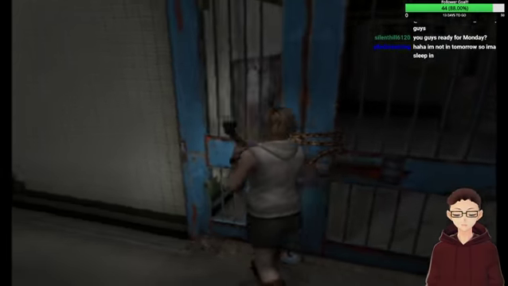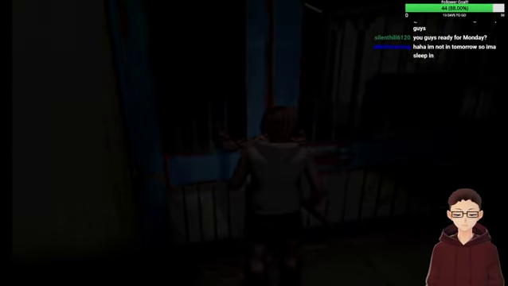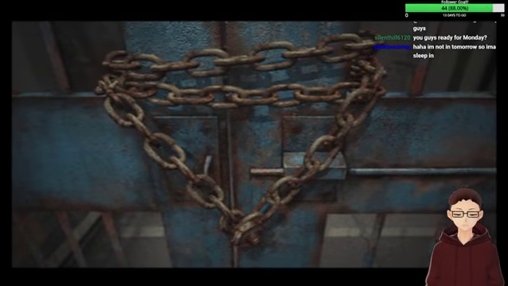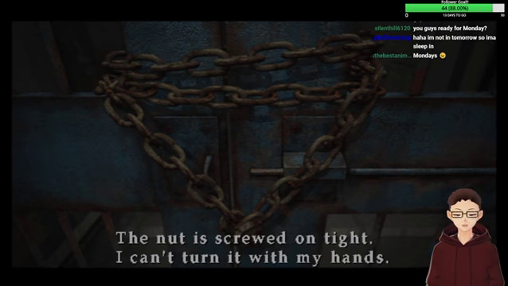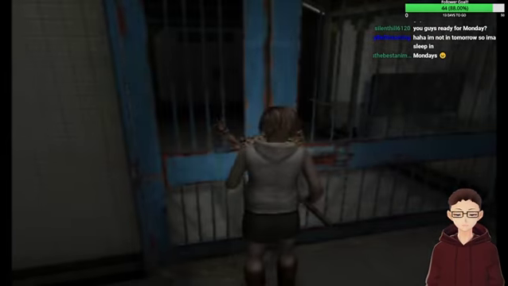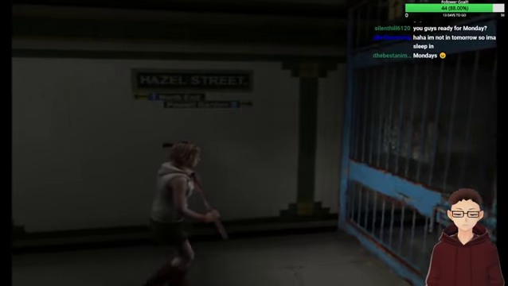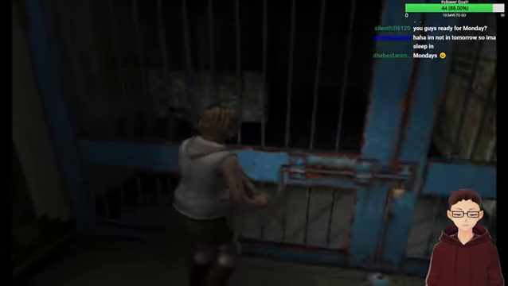Ooh, okay. Here is something we need to get through. Chains holding the doors together are secured with a bolt and a nut. The nut is screwed on tight. I can't turn it with my hands. And this is probably just... Yep.